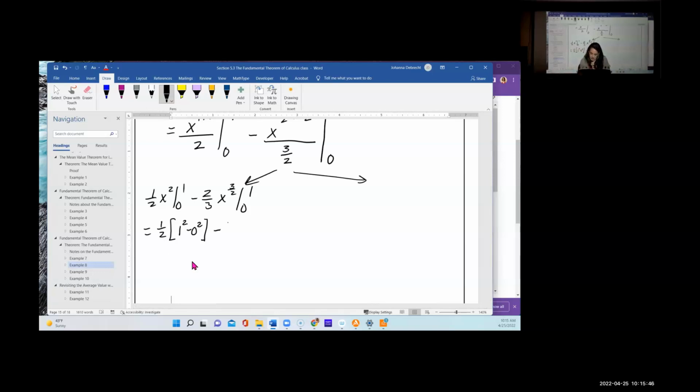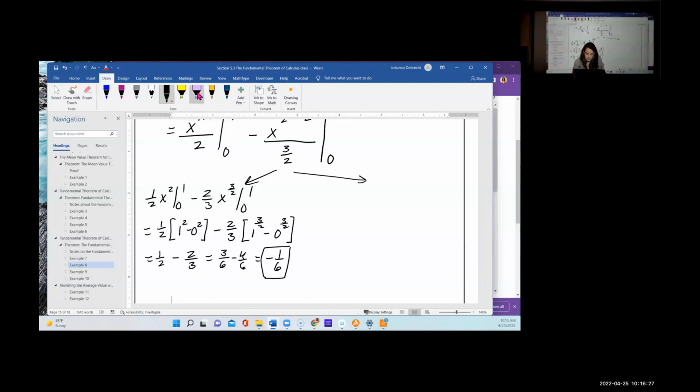Then I can do the second term, leaving the 2/3 out as a factor, 1 to the 3/2 minus 0 to the 3/2. Again, plugging in both limits of integration into the second term. The rest of it is simply algebra and arithmetic. 1 to any finite power is 1. So this gives me 1/2 minus 2/3, which I need to write them both as sixths. So this becomes 3/6 minus 4/6, which is a negative 1/6. That's one method.